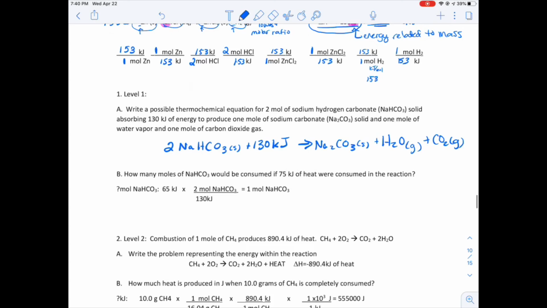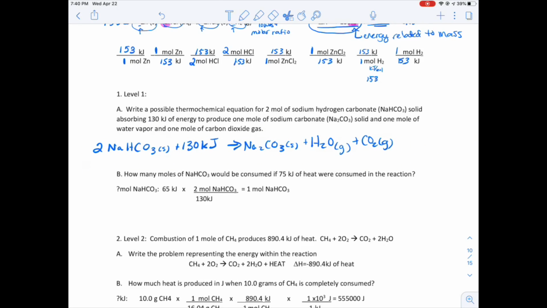Notice that if I were to write the delta H of the reaction, I would write it over here as 130 kilojoules. So notice this is 130 kilojoules per 1 mole of CO2, per 1 mole of H2O, per 1 mole of sodium carbonate, per 2 moles of sodium hydrogen carbonate.